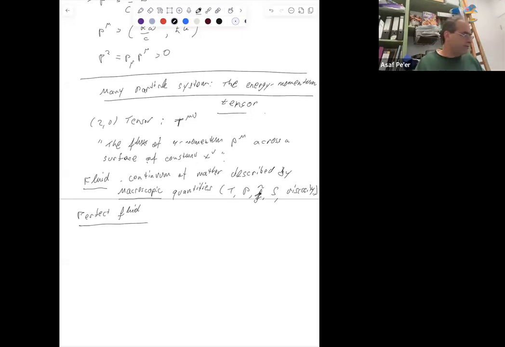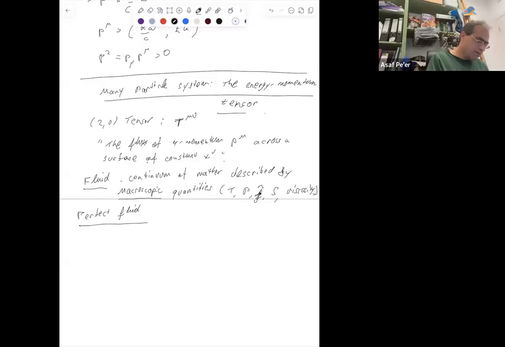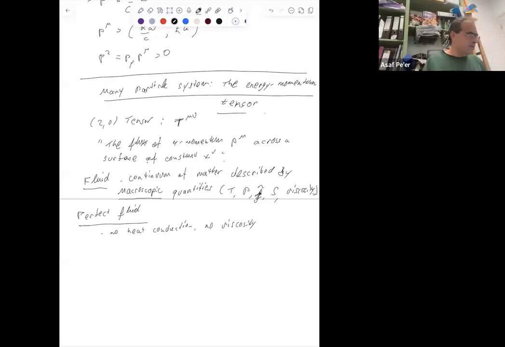So what's a perfect fluid? There are various definitions which you'll find in various textbooks, and it turns out they're all the same. So, for example, I wrote down that the textbook by Schutz defines a perfect fluid as a fluid with no heat conduction and no viscosity. Weinberg says that it's isotropic in its rest frame.